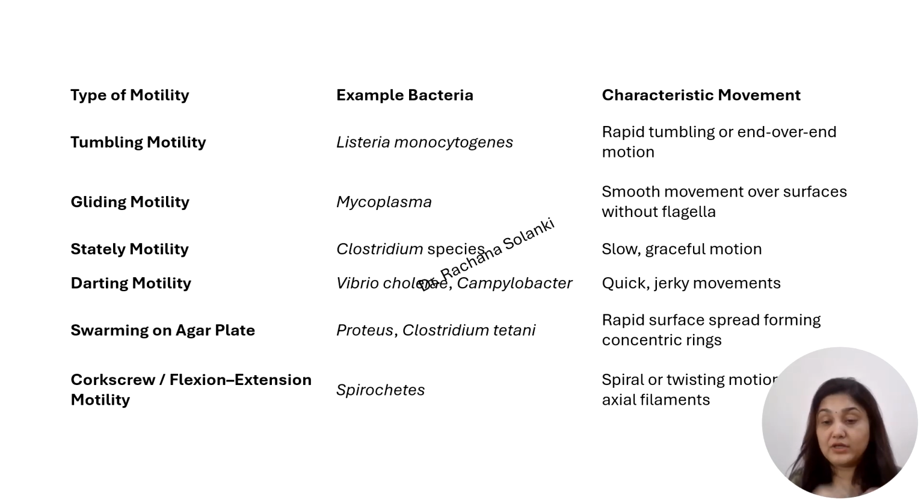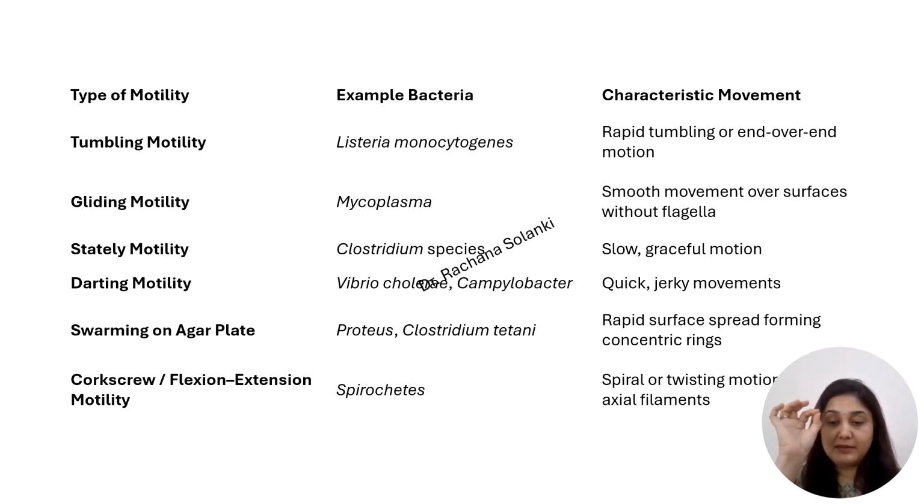Tumbling motility, which means somersaulting, is by Listeria monocytogenes. Gliding motility is by Mycoplasma, and stately by Clostridia. Darting is like a thrown spear, called a dart. Darting motility is by Vibrio cholerae and Campylobacter, which is a very fast movement.